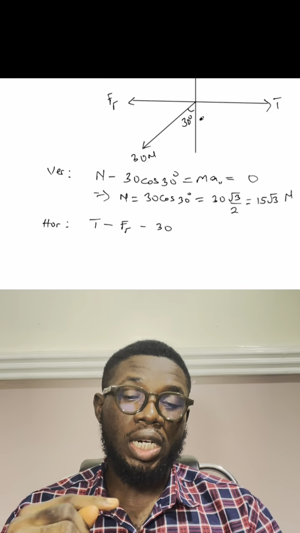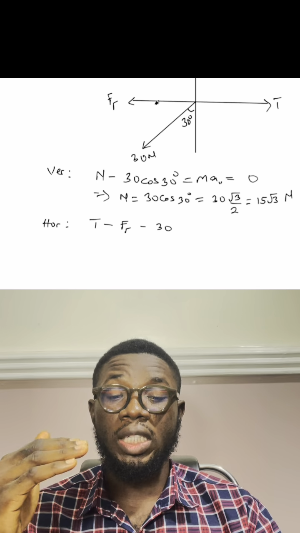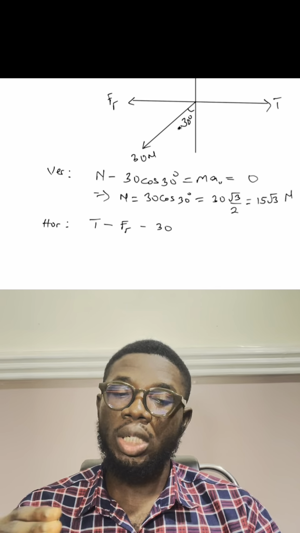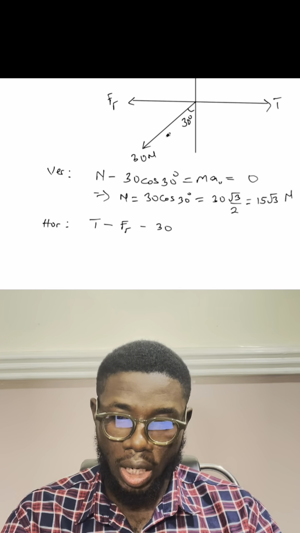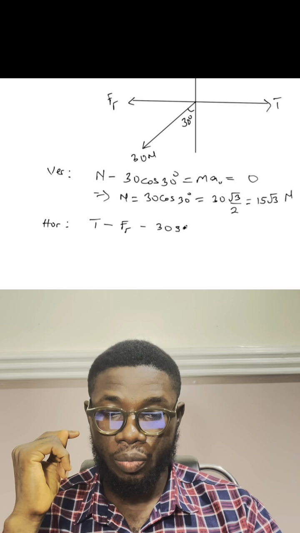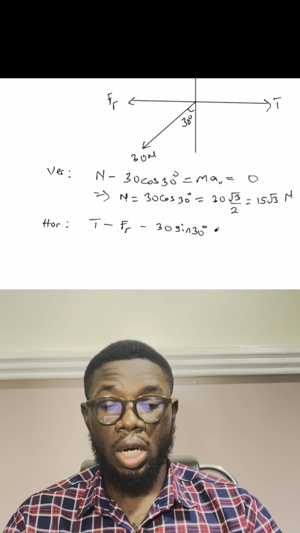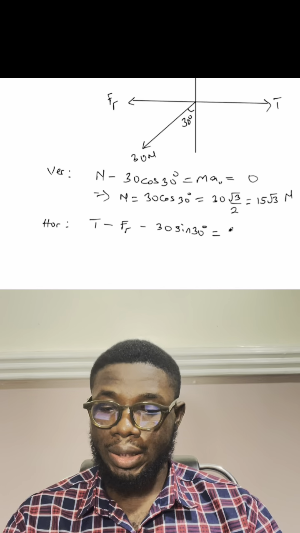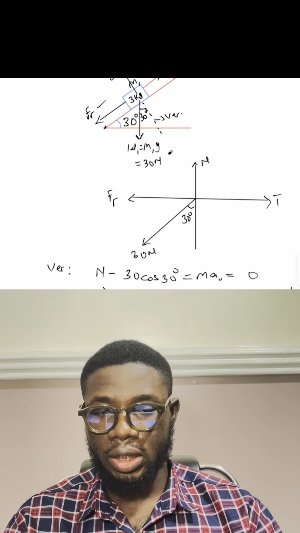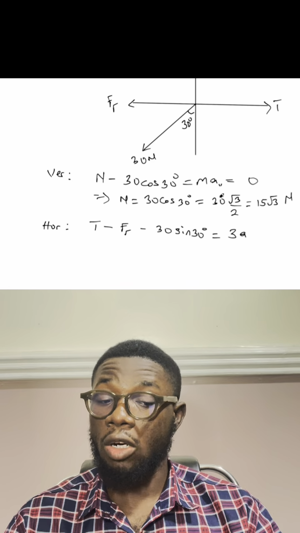Now this time around, you can see that for this 30 newton, you want to find the horizontal component, but the angle is made with the vertical. So when that happens, what you're going to use is sine of this angle. So you have sine 30 degrees, and that will be equal to mass. What mass? This mass, 3 kg, times the acceleration that we do not know.